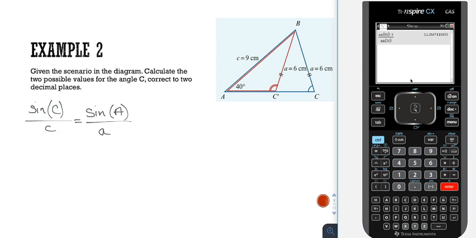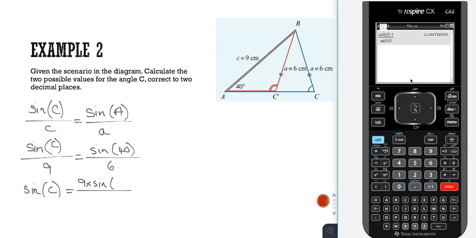So, for instance here, I've got an angle A, I've got a length A, I've got a length C, and I want an angle C. So I'm going to go sine C divided by C equals sine A divided by A, and then substitute in the values that I know. So this currently is like normal. This is what I've been doing previously. Okay, so substituting, rearranging, and then doing the inverse here.